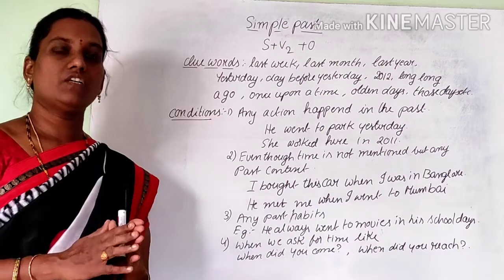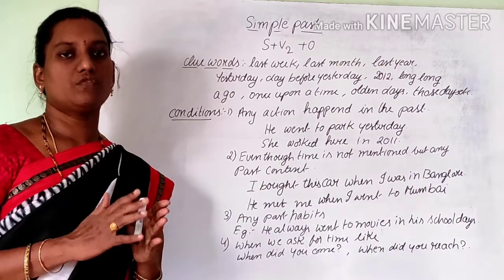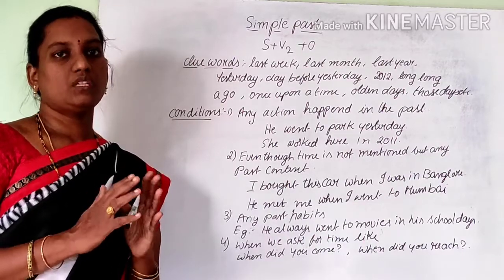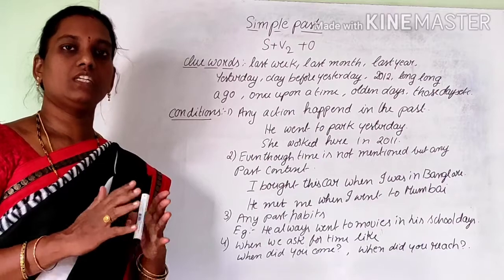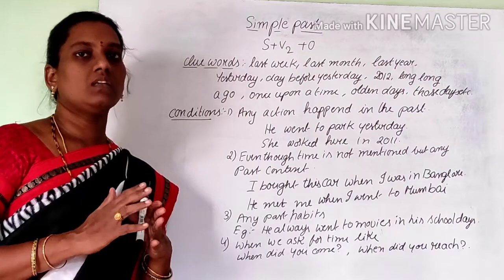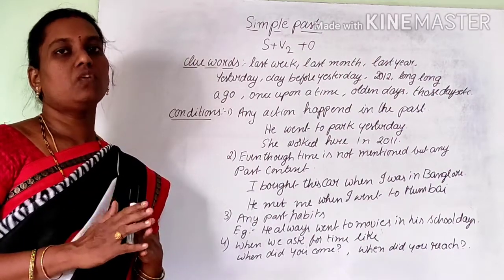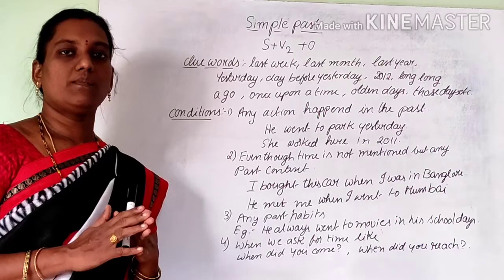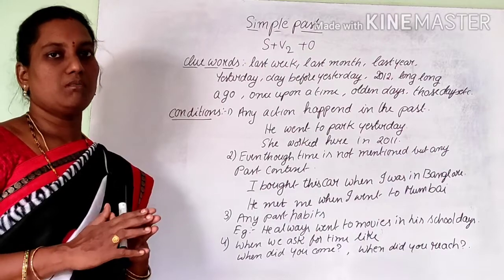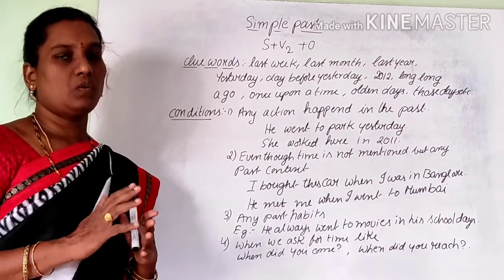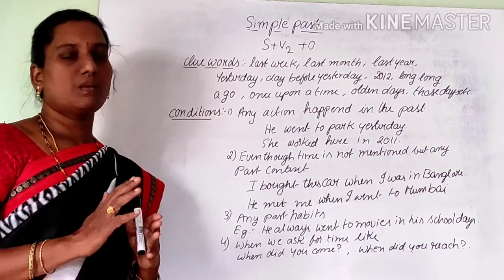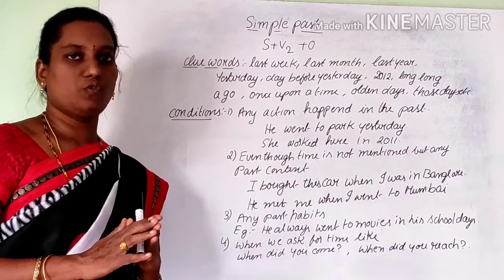Like that, for every verb there will be 4 forms: V1, V2, V3 and V4. V1 is used in present tense, that is simple present. V2 is used in simple past, V3 will be used in perfect tense, and V4, that is the V1 ing form, will be used in continuous tense. Now we are discussing simple past, so I am using only V2. Whenever we talk about anything in simple past, we have to use only the V2 form.